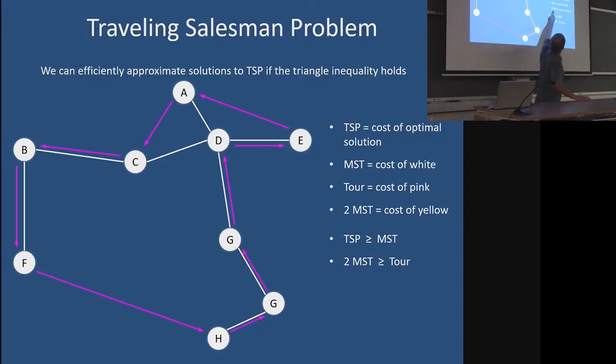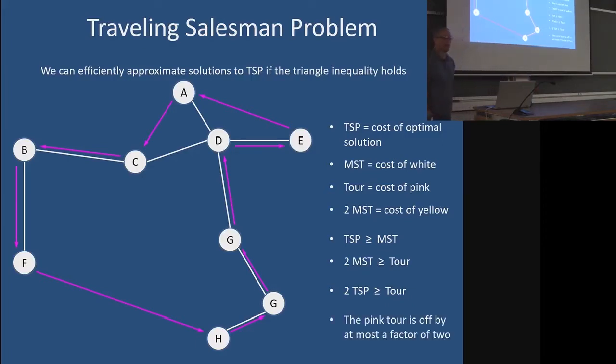And so, whereas 2 MST was equal to the cost of yellow, since that was true, 2 MST is going to be greater or equal to the pink tour. And that's a triangle inequality, where the pink tour is shorter than that yellow tour. Then we just put that all together. Taken together with that, TSP is greater or equal to MST, so 2 TSP is greater or equal to the tour, which means that the traveling salesman solution is greater than or equal to a half tour. Anyway, we're off by at most a factor of 2.